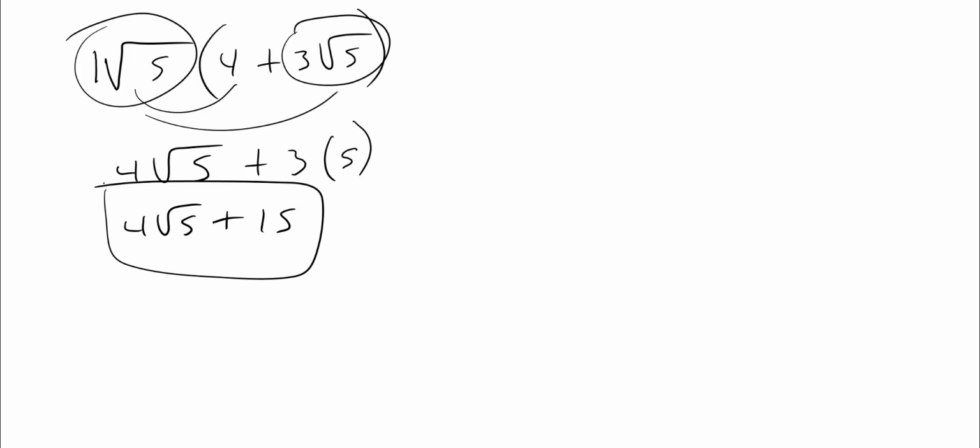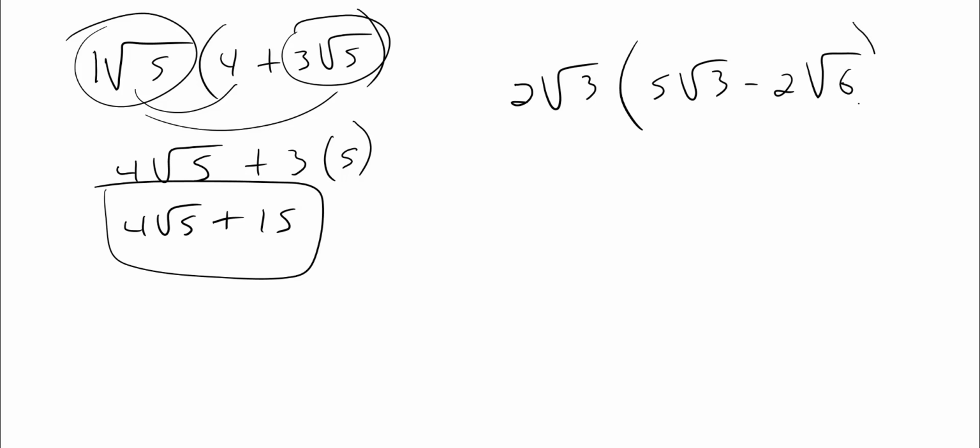Okay? Okay, let's try another one here. How about 2 root 3 times 5 root 3 minus 2 root 6. That's kind of a nice one. It's got a lot of stuff to it. Okay, so again, I'm going to multiply that by those two.